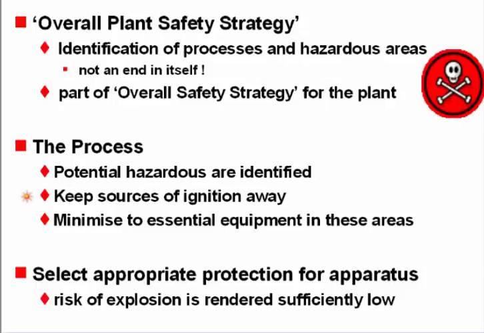Once we've worked out where the potential hazards are, then we need to try and keep all our electrical equipment and other potential ignition sources out of that area. And we try and minimise the electrical equipment in those areas. If we can't, then we need to select the appropriate protection technique for the equipment and that zone, that area classification.